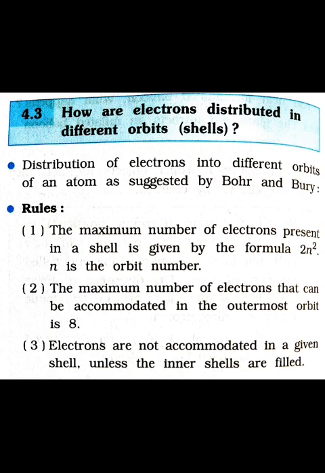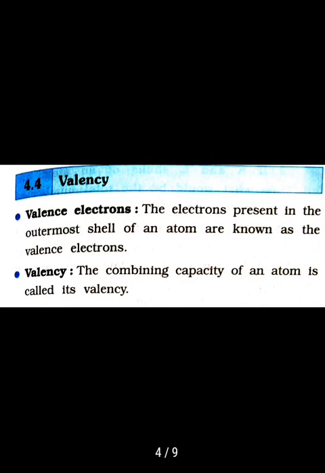Now, when these electrons are distributed in different orbits or shells, the electrons present in the outermost orbit of an atom are called valence electrons. So the number of electrons present in the outermost orbit of an atom is called the valence electrons. And the number of valence electrons in an atom determines the valency of an atom. Then what is valency? Valency is the combining capacity of an atom.